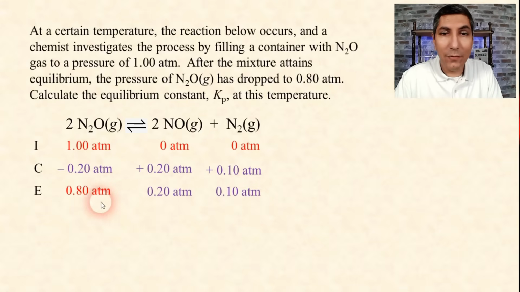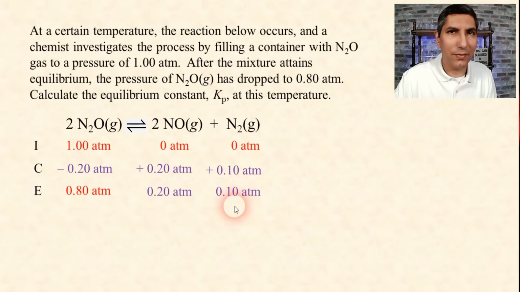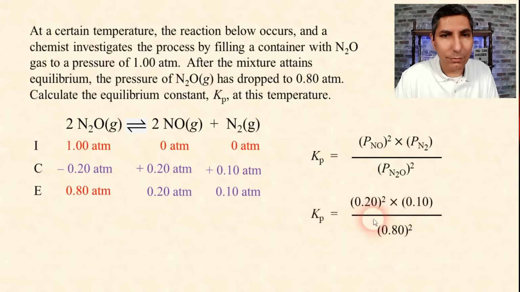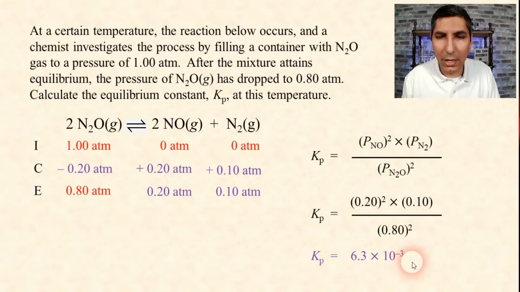And so now I just have to take these equilibrium values and plug them into the equilibrium constant expression. Now I have to write that. It's the same as it was earlier on the last slide here. It's the pressure of NO squared times N2 all over N2O squared. And I just plug those numbers into each appropriate slot, like this: 0.2 squared times 0.1 all over 0.8 squared, and I find that the Kp value is equal to 6.3 times 10 to the negative third. Remember, equilibrium constants have no units.